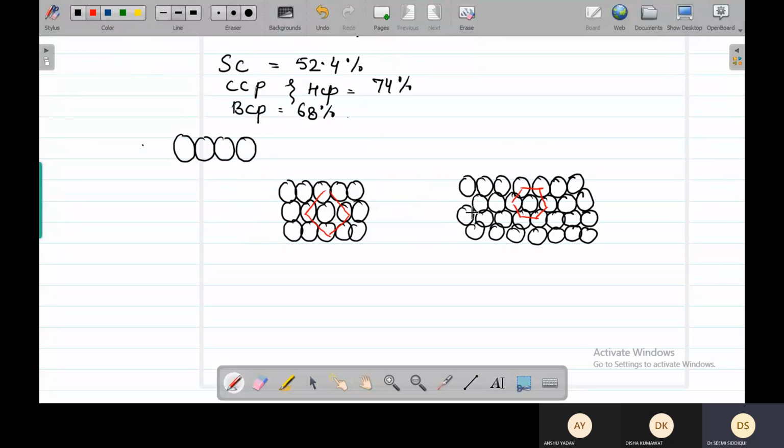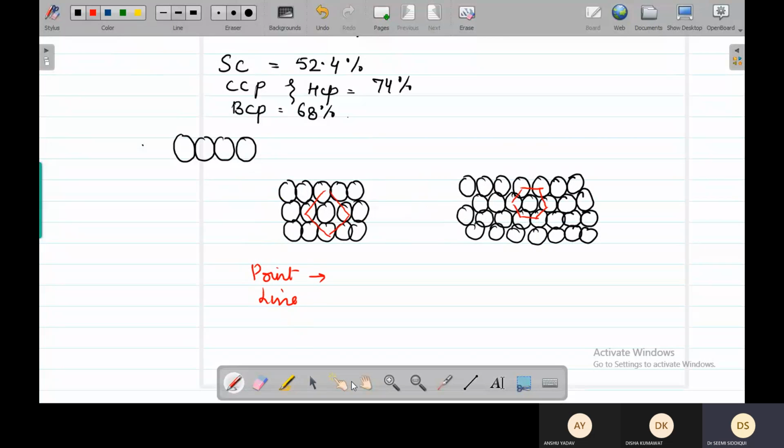Now, when we talk about the crystal defects, they are basically what? They are the irregularities in the arrangement of constituent particles. So, broadly, crystal defects are of two types, that is your point defect as well as the line defect.